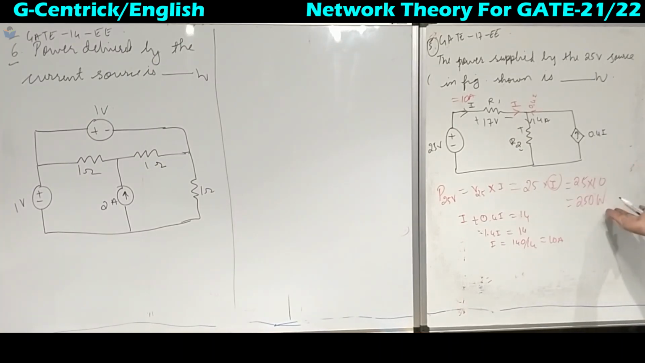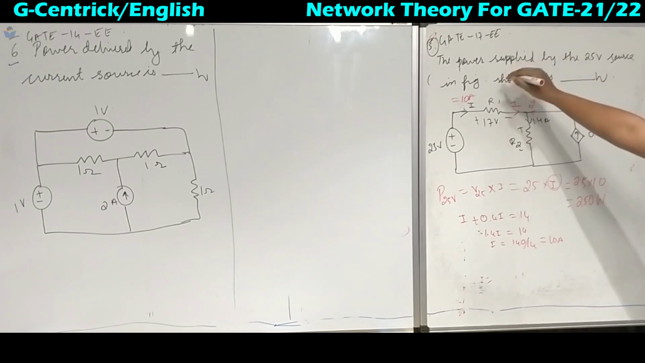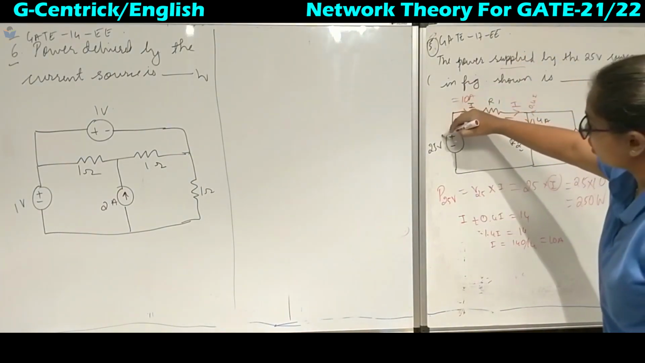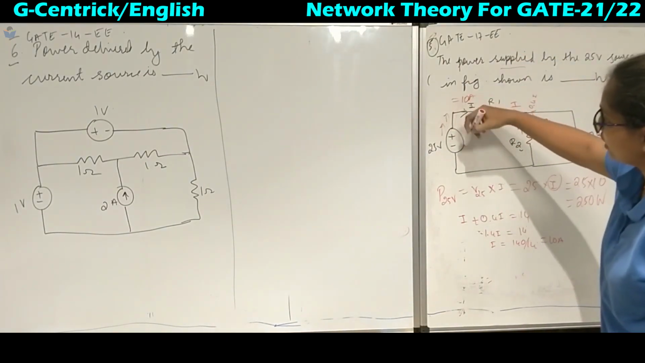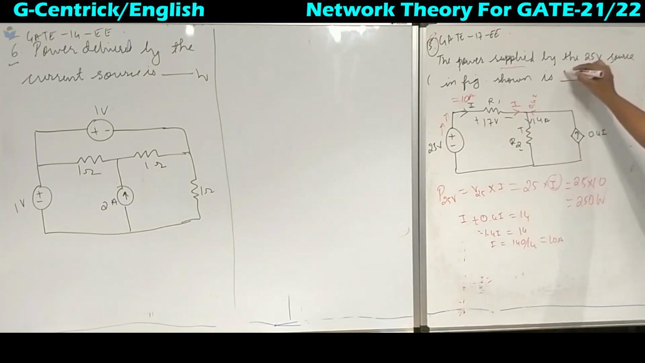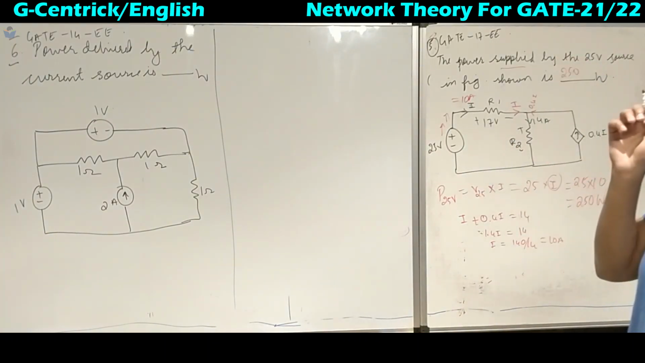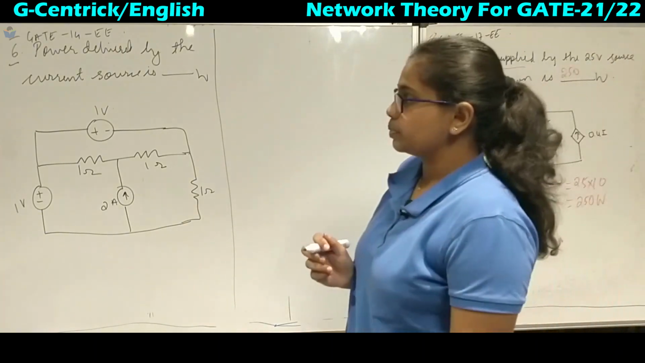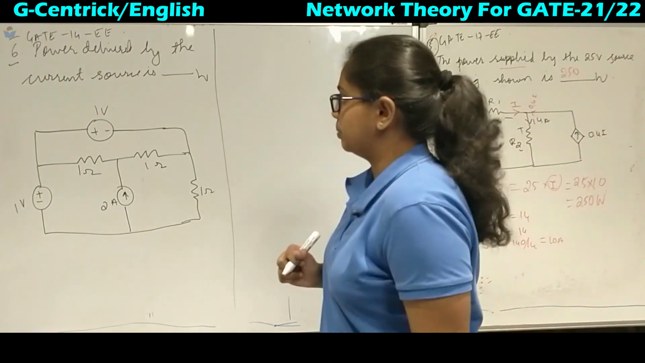Okay, so now whether it is delivered or absorbed, they have already mentioned it is supplied, but we will confirm it once. The arrowhead for this voltage source and the arrowhead of the current source are in a similar direction. Okay, so what we will get? 250 watts delivered or supplied. Okay, coming to the 6th question, it has been asked in GATE 2014 EE branch.